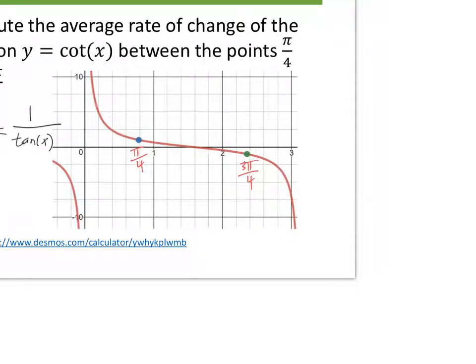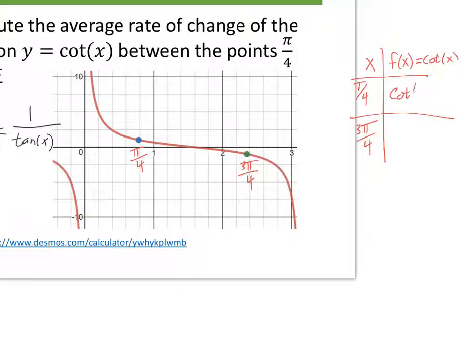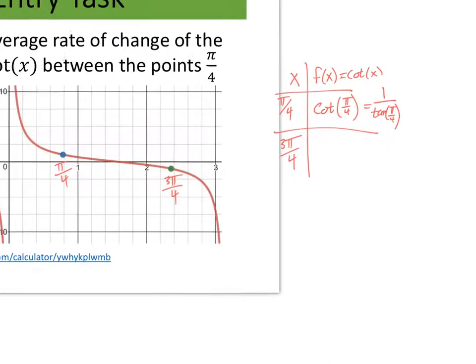In order to calculate the x and the y, my input x values, I'll just make a quick table. My x values are pi over 4, and my other x value is 3 pi over 4. And my f of x is cotangent of x. Well, if I don't have the cotangent function, all I'd need to do is in a calculator do 1 divided by tangent of pi over 4. And whatever you get from that is what we'll be using.